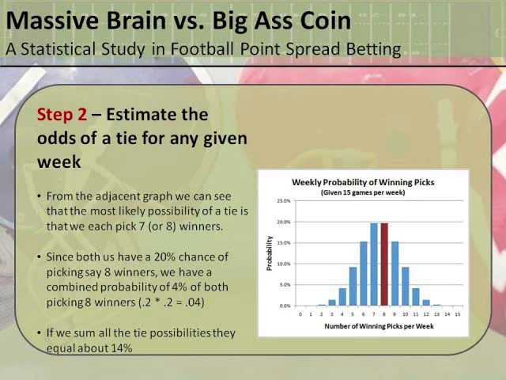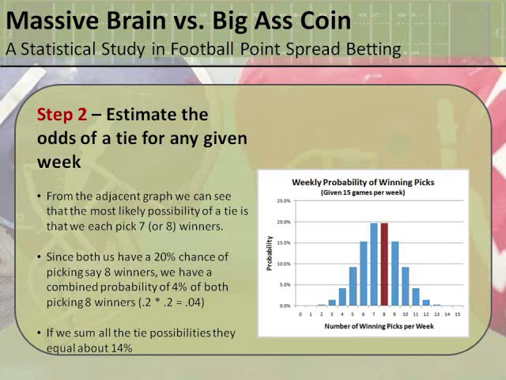And the way we do that is to use the binomial theorem to calculate the probability of either player winning 0, 1, 2, 3, all the way through 15 games, which you can see on the histogram on the right. We then multiply each player's probability of winning the same number of games in a given week. For example, the odds of either player winning 8 games is about 20%.